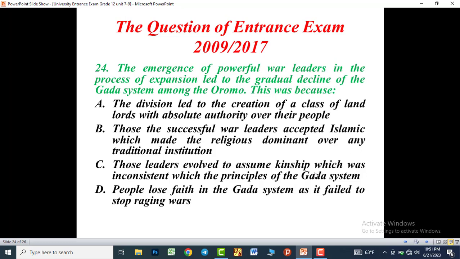Question number 24. The emergence of powerful war leaders in the process of expansion led to the gradual decline of the Gada system among the Oromo. This was because A. The division led to the creation of a class of landlords with absolute authority over their people. B. Those successful war leaders accepted Islam, which made religion dominant over any traditional institution. C. Those leaders evolved to assume kingship, which was inconsistent with the principles of the Gada system. D. People lost faith in the Gada system as it failed to stop regional wars.